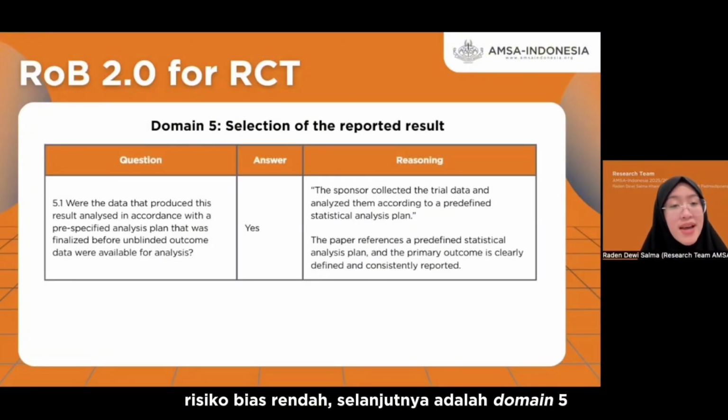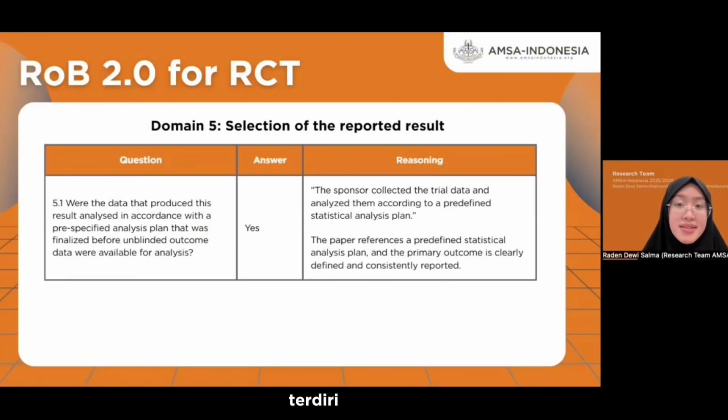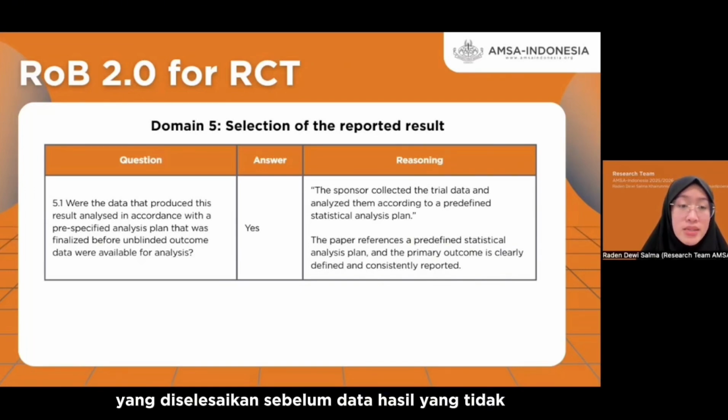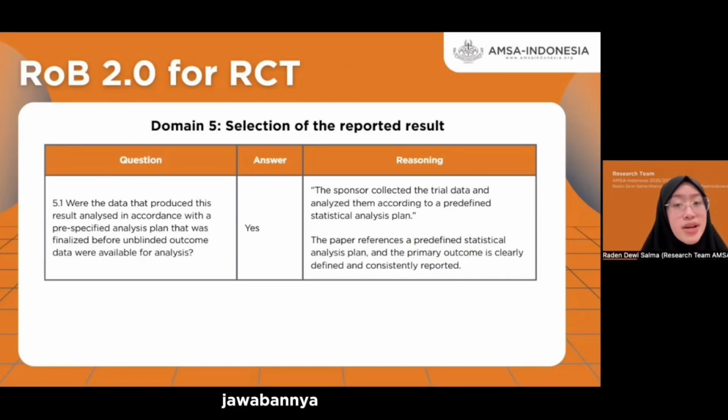Next is Domain 5, selection of the reported result, consisting of 3 aspects. 5.1, were the data that produced this result analyzed in accordance with a pre-specified analysis plan that was finalized before unblinded outcome data were available for analysis? The answer is yes, based on the sentence that the sponsor collected the trial data and analyzed them according to a predefined statistical analysis plan. The paper references a predefined statistical analysis plan, and the primary outcome is clearly defined and consistently reported.